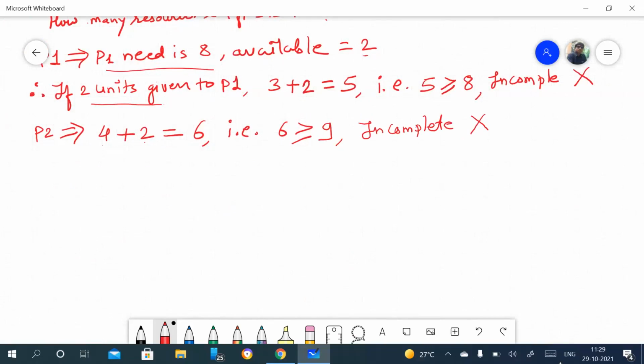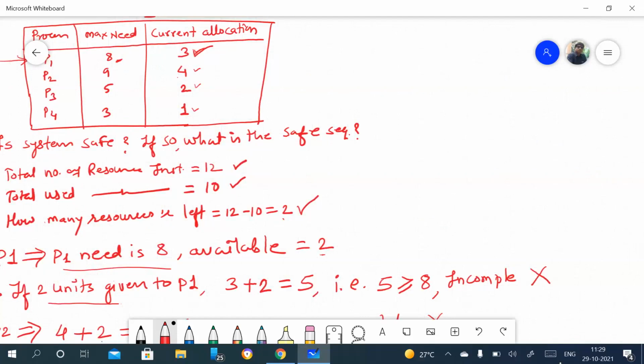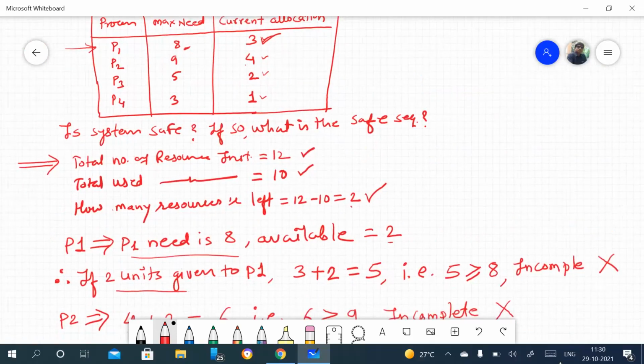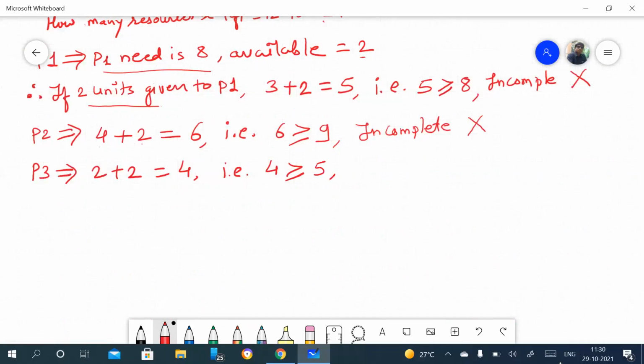This is again incomplete. Same thing will apply for the P3. So what is the need and allocation of P3? So 5 is the need and 2 is the allocation. So we can say 2 plus 2, these are the 4. That is, this 4 must be greater than or equal to 5. But again, this condition is false. So we can say again this is incomplete. So this is not executing.